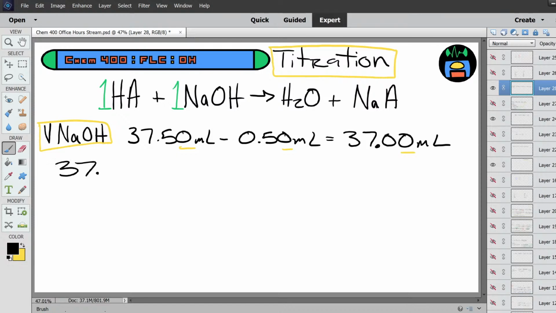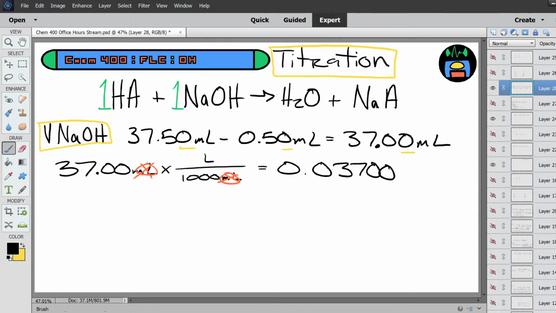Next, we need to convert from milliliters to liters if we're going to use our molarity to find the moles of sodium hydroxide. So 37 milliliters is equal to 0.03700 liters.